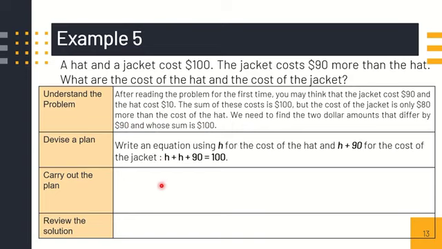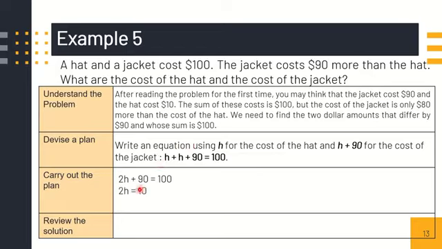So in this problem, we can represent into variables, no? Pag mga ganitong problem, pwede natin i-represent into variables. So we can represent H as the cost of the hat, no? H plus 90 as the cost of the jacket. So, sabi daw, the cost of the hat plus the cost of the jacket is equal to $100. So if we're gonna add, H plus H plus 90 is equal to 100. Or we can simplify, that is 2H plus 90 is equal to $100.